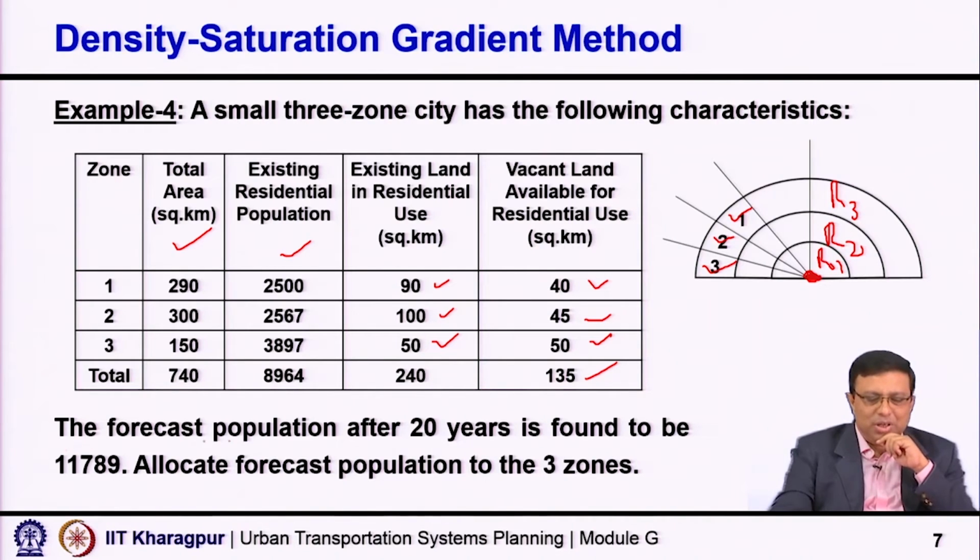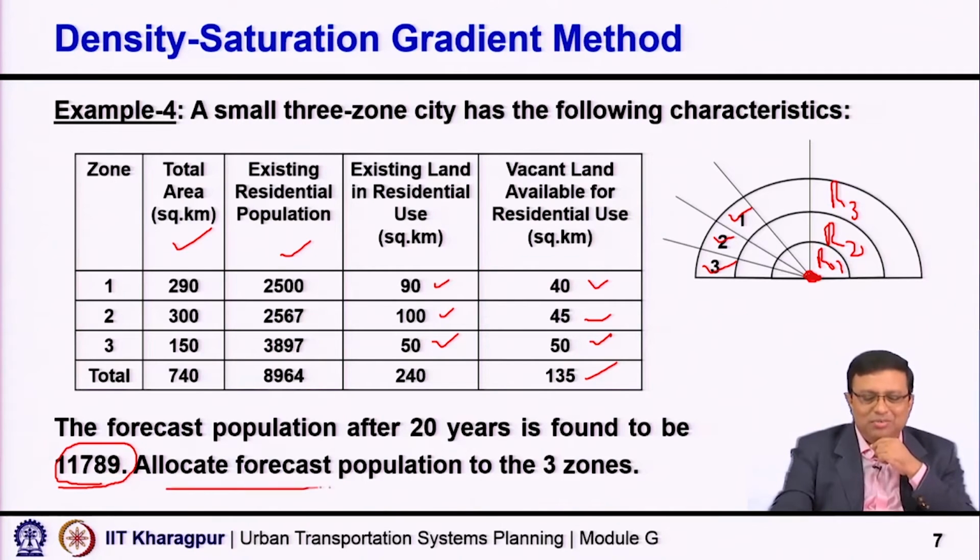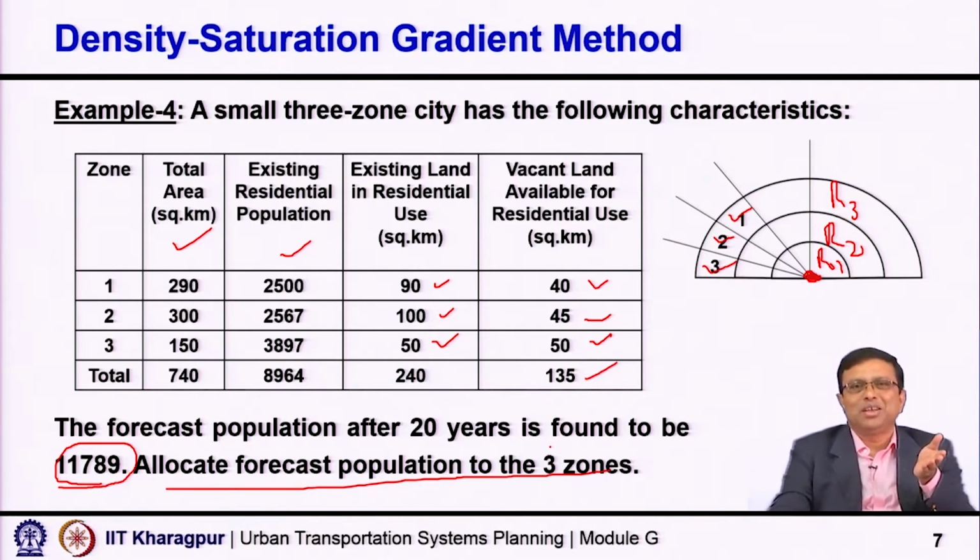Now, it says the forecast population after 20 years is given as 11,789, and what we have to do, as we have been doing for every example, is allocate the forecast population in 3 zones. We have shown one approach of how you can do it using the accessibility model. Now, we showed density saturation gradient method, Hansen's accessibility model, and how you can use that to get this population distribution in the future. Now, we want to show you how density saturation gradient method overall, in a gross sense, can be utilized to get this allocated population in the future.